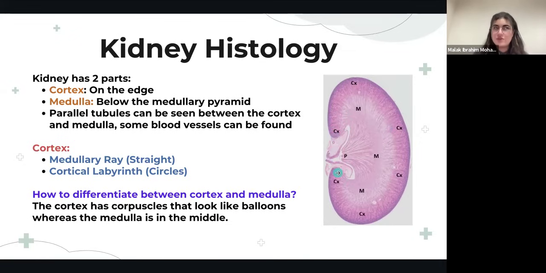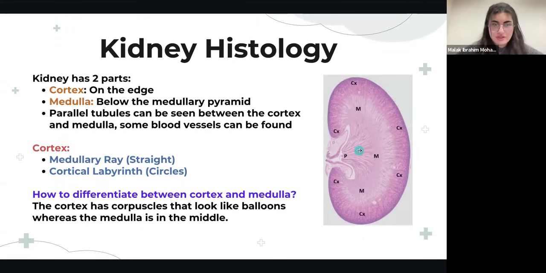Now, how do you differentiate whether you're in the cortex? They would give you a zoomed-in histological image, and they would ask you, are you in the cortex or are you in the medulla? How would you be able to differentiate? You would look, and if you see corpuscles, then you're most probably in the cortex. I'll tell you what corpuscles are. But if you see corpuscles, then you're probably in the cortex, because they look like balloons. And if you can tell that you're more in the middle, then you're in the medulla.